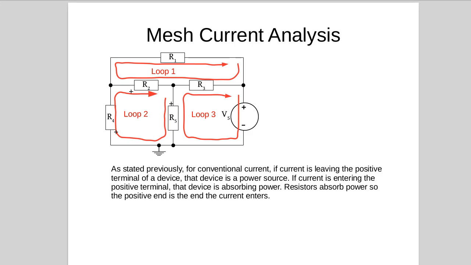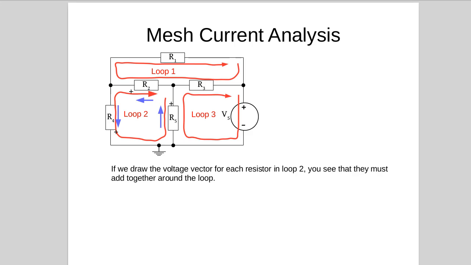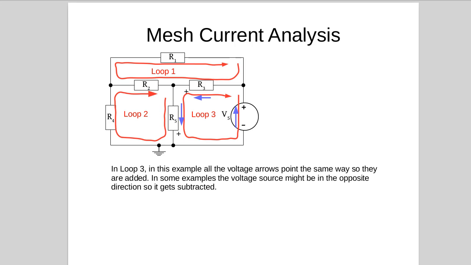Now if we looked at loop 2 here, if we draw the current as it flows through those resistors, I've put a positive symbol on each resistor where the positive end of that resistor would be relative to the current of loop 2. And if we draw the voltage vectors with the arrow at the positive end, you'll see that we can add all three voltages around that loop, and under Kirchhoff's voltage law the sum of those three voltages will equal 0.